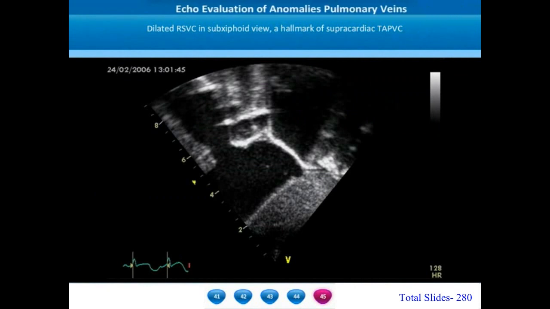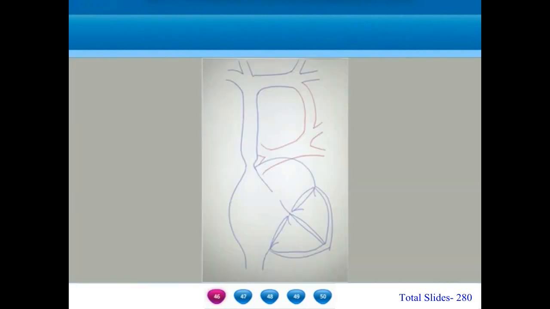Dilated right superior vena cava in subxiphoid short axis view is the classical hallmark of all types of supracardiac TAPVCs. In this cartoon example, we show the level of obstruction. The confluence or the common chamber is draining into a left vertical vein that courses through the left innominate vein and enters the right superior vena cava. However, at the place where the right superior vena cava enters the right atrium, at the cavo-atrial junction, there is an anatomic narrowing.